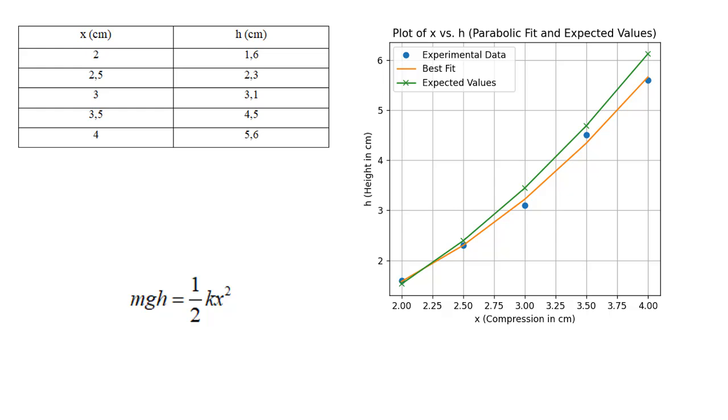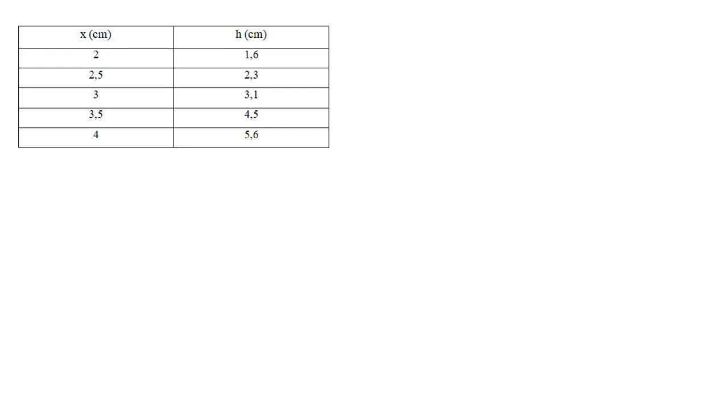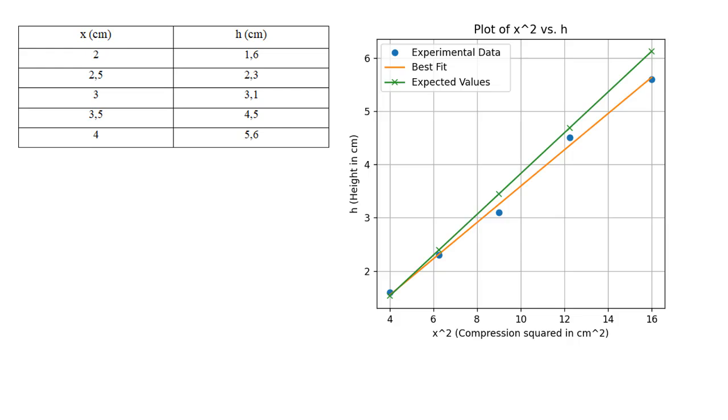In order to obtain k from the plots, we need to make a linear plot, so I made the second plot. In the second plot, we can see a linear line because h is plotted against x squared, which is the square of the compression amount. In that way, we can use the equation shown on the screen to figure out k from the slope of the plot.